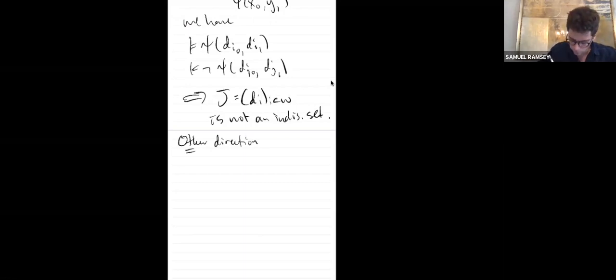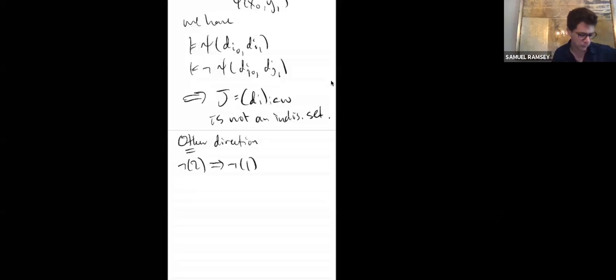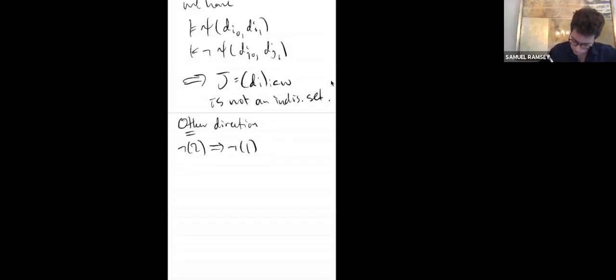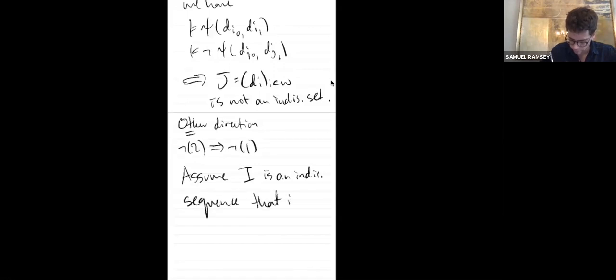Okay, so now we're going to prove not 2 implies not 1. So assume I is an indiscernible sequence that is not an indiscernible set.